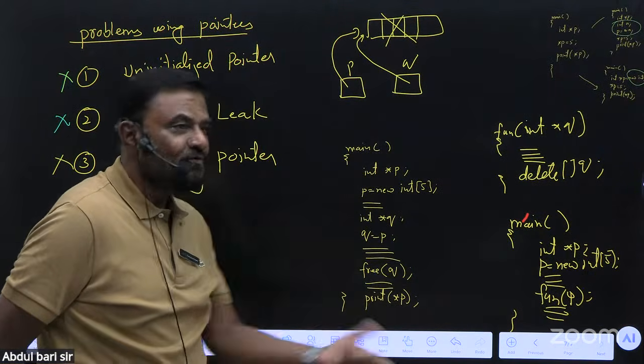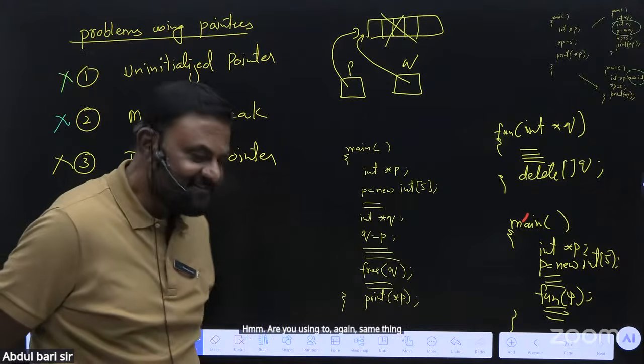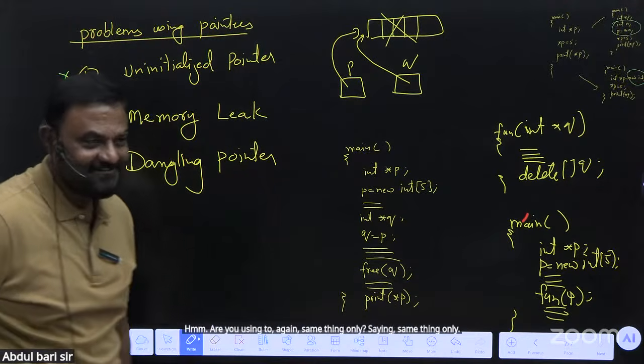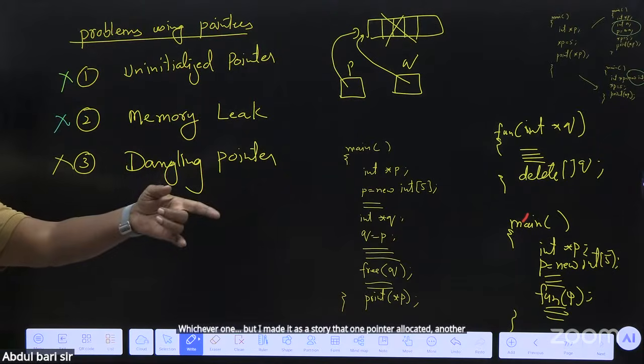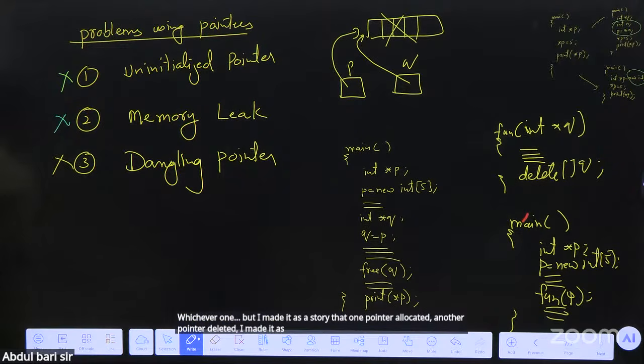Are you using the same thing again? Same thing only. That is also a dangling pointer. Yes, correct. Whichever one, but I made it as a story that one pointer allocated, another pointer deleted. I made it as a story like this.